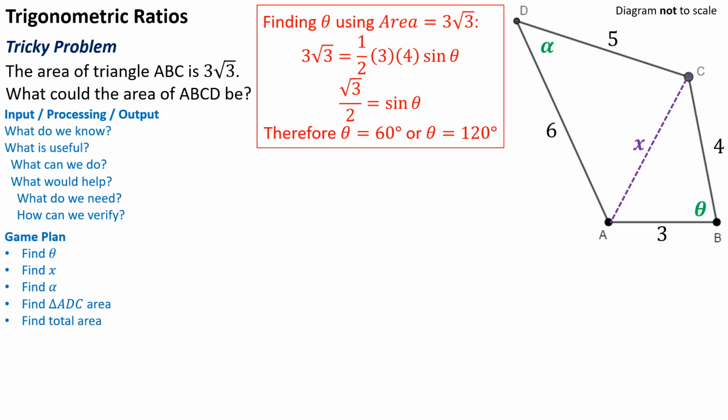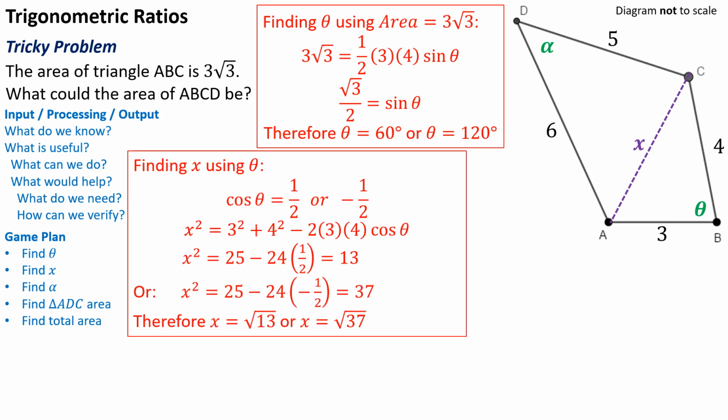So now we've got our two values of theta, we move on to the next step, finding x. This is going to involve cos theta. So I first work out the two possible values of cos theta using the fact that I know that theta is either 60 or 120. And if I try using cosine rule and then substitute in either a half or minus a half, I get two different values for x squared. That gives me x as either root 13 or root 37. You'll notice I'm only including the positive square roots because these represent lengths, so I can already rule out negative values.